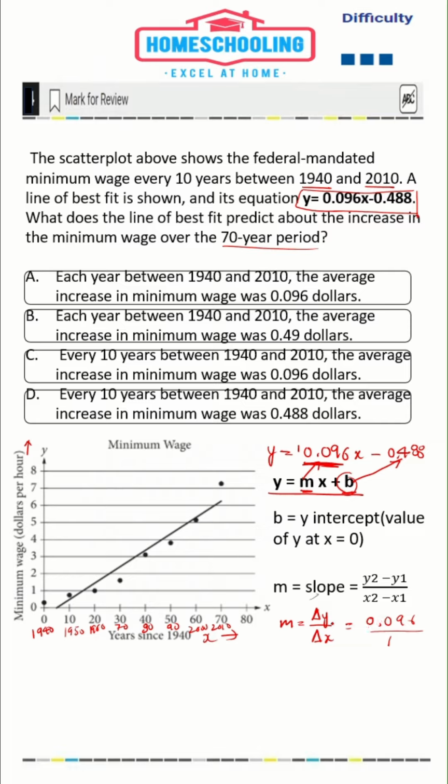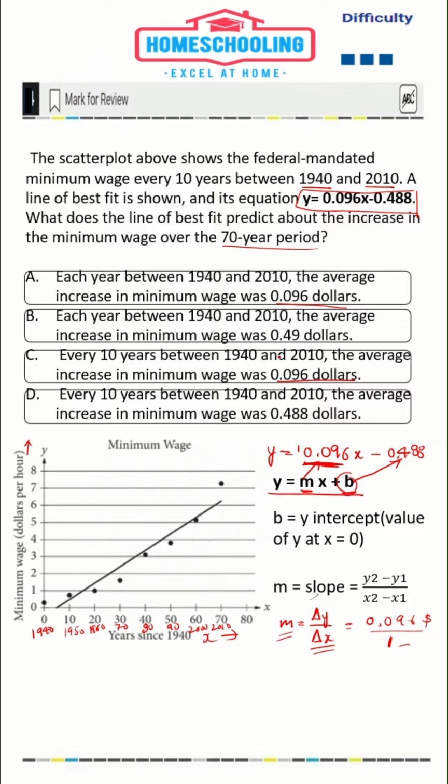So what slope is telling us is that whenever there is an increase of 1 year on the x-axis, where we have years, then the minimum wage in dollars per hour increases by $0.096. So let's see the options. We have $0.096 in option A and option C. So let's check option C first.